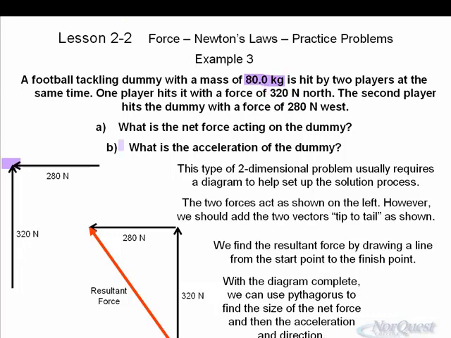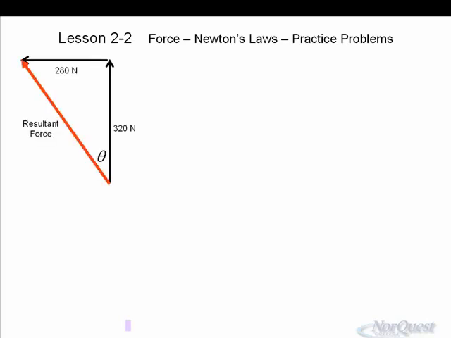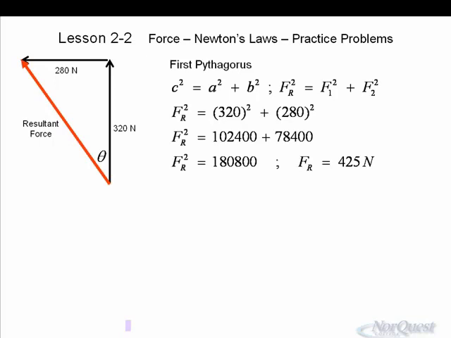But what's the net force? Well, we'll figure that out now that we have the solution set up. We can go through the mathematics of that. So, putting these two together, we find that the resultant force is c squared equals a squared plus b squared, or you could say the resultant force squared is equal to the first force squared plus the second force squared. But remember, you can't just add 320 plus 280.